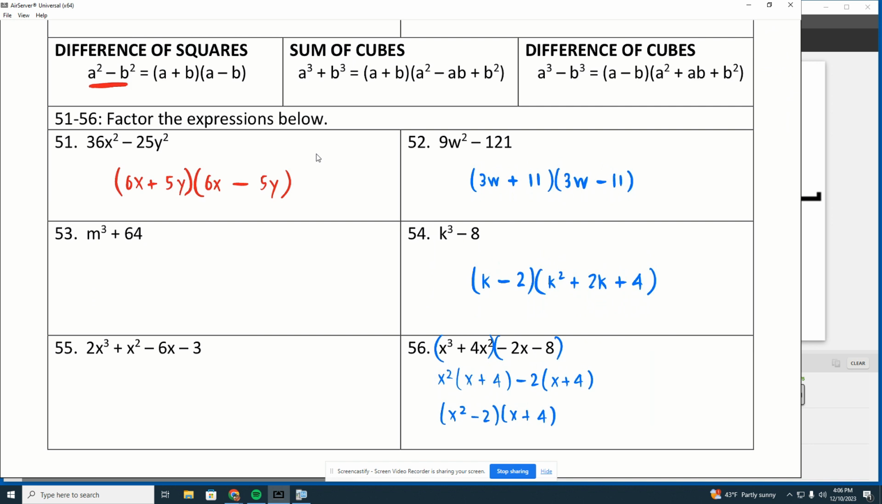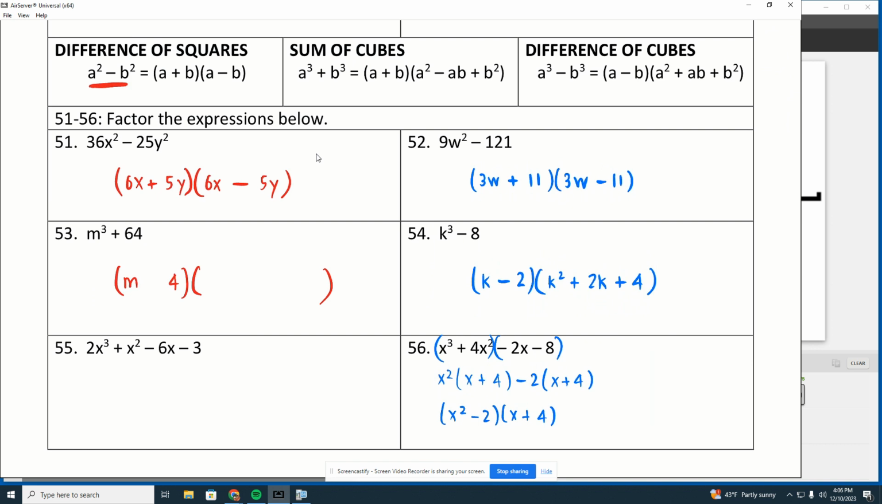Here you have sum of two perfect cubes. So it will break down into a binomial times a trinomial. What multiplies by itself 3 times to get m cubed? M. What multiplies by itself 3 times to get 64? 4. So hopefully you guys recall in your binomial, you have those original values that multiply by themselves 3 times to get m cubed and 64.